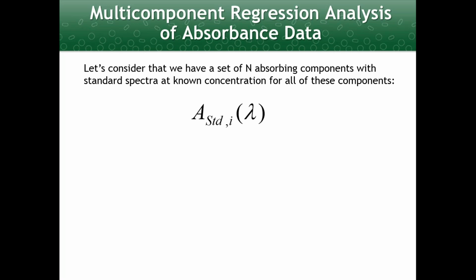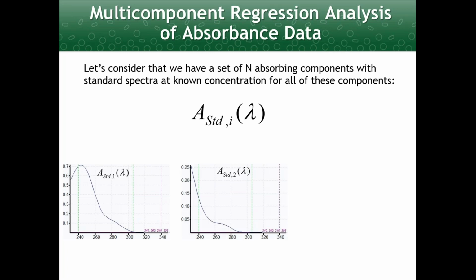How does this method work? Let's consider that we have a set of absorbent components where we can measure the standard spectrum at known concentration for each of these compounds. In order not to be very abstract, consider a combination product consisting of 3 APIs, so we can collect 3 standards at known concentration: standard 1, standard 2, and standard 3.